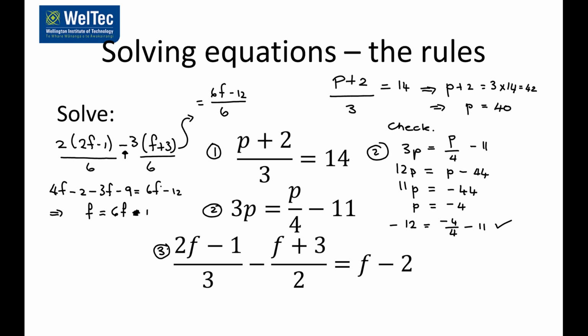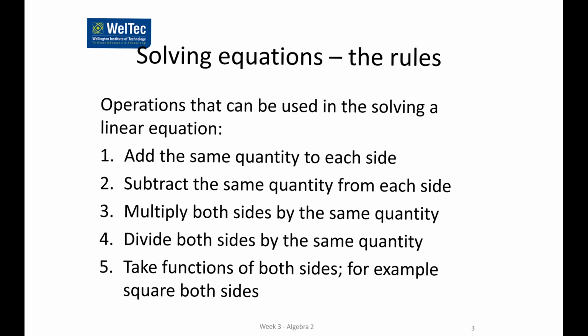And then I could either transfer the 1 or I could transfer the f. Let's transfer the 1. So we have 1 equals 6f minus f, which would be 5f. Now dividing both sides by 5, and we have f equals 1 over 5. And if you check that in your original, you find that you are correct, that each side is equal to -1.8.